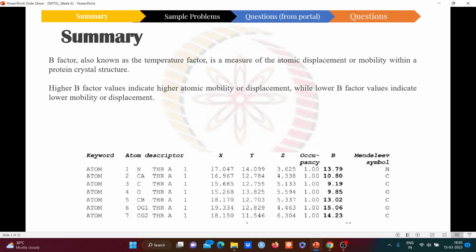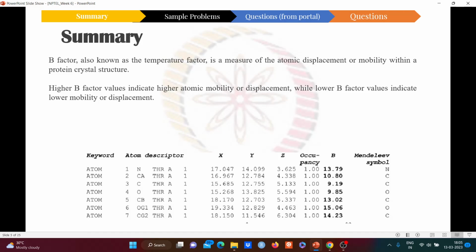These B factor values are typically reported in Angstrom squared and are calculated from atomic mean square displacement, which is derived from the crystallographic data. Here is an example that I am showing of how the crystallography or PDB data of a residue looks like, and here is the B factor column given, and the unit for this B factor is Angstrom squared.